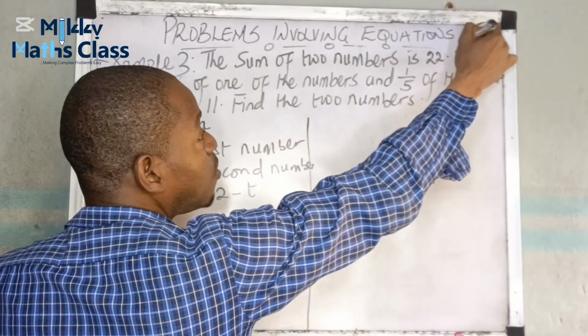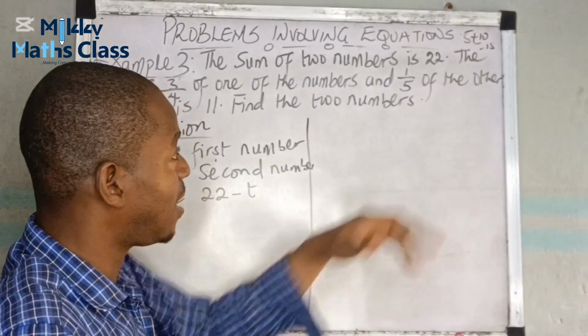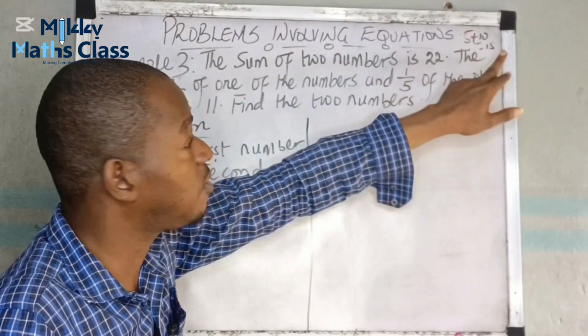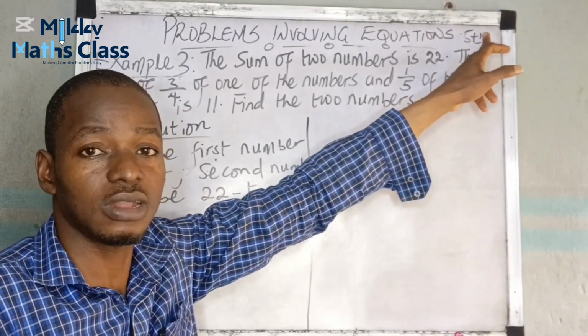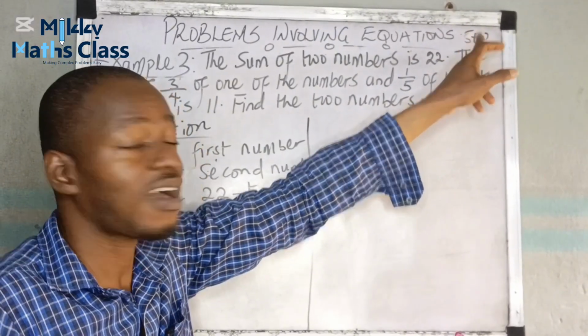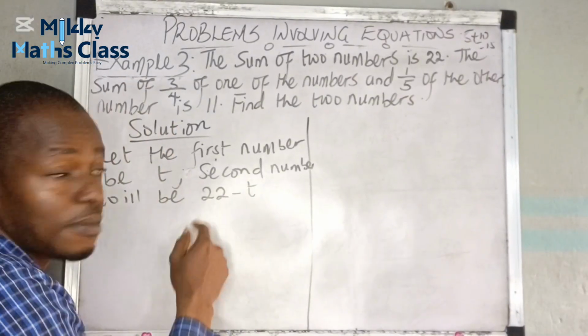I'll give you an example. If I say 5 plus 10, the two numbers add to 15. Assuming I don't know this 5, if I want to get it, I will say 15 minus 10 to give me 5. If I don't know the second one, I'll say 15 minus 5, which is 10. So that is how this 22 minus t came about.